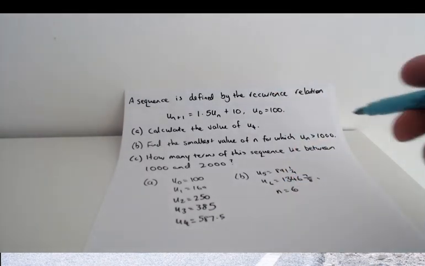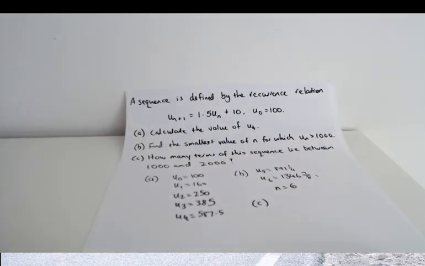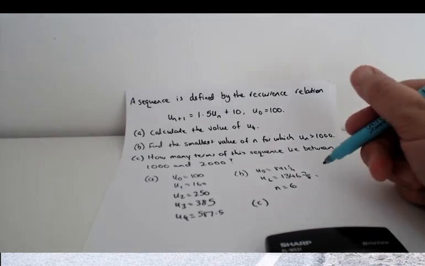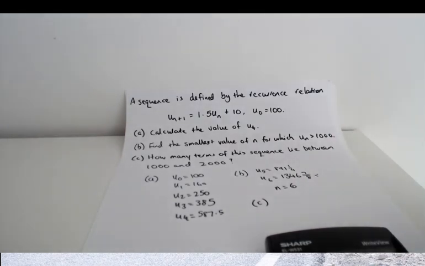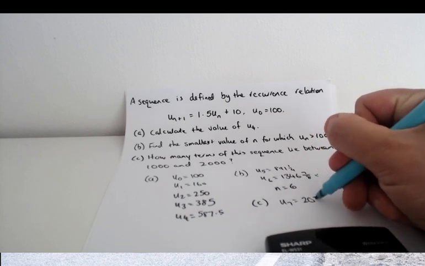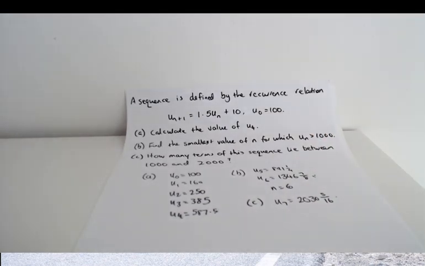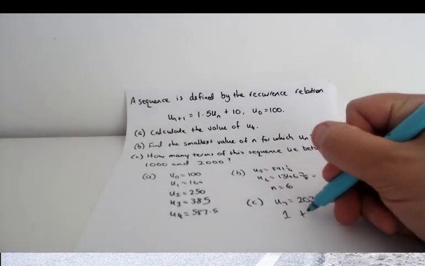Part C wants how many terms lie between 1000 and 2000. Well, I've already got one, this answer here. Hit equals on my calculator again. U7 is already over 2000. So the answer is one term.